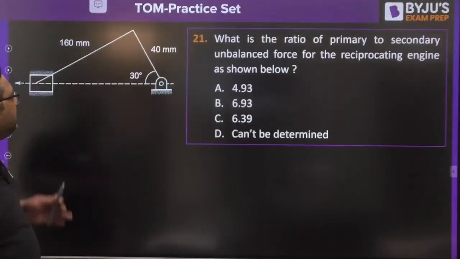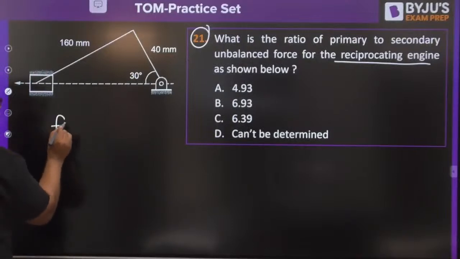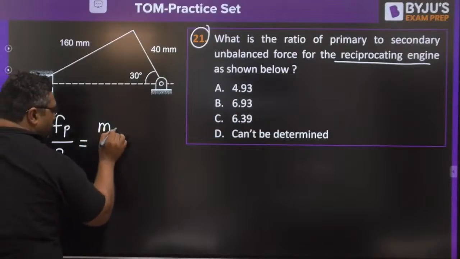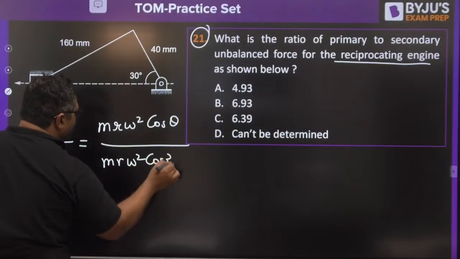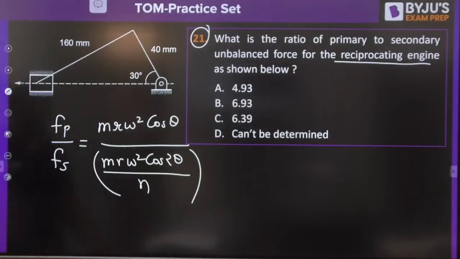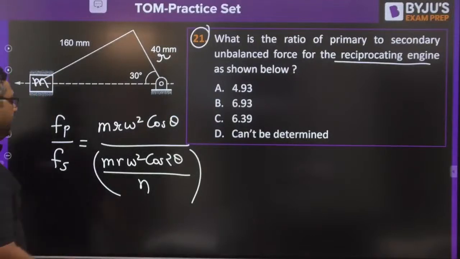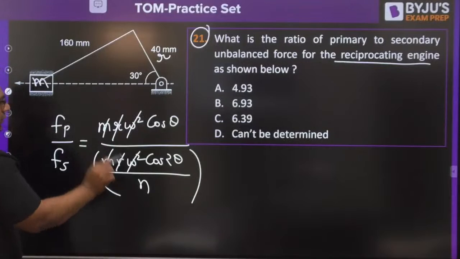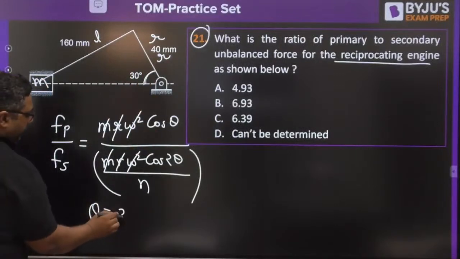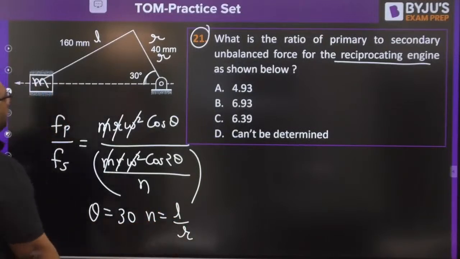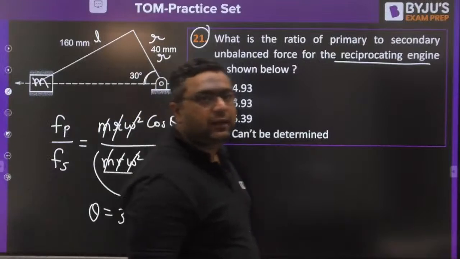Very good. Fine. So question number 21, guys. Now this is from reciprocating balancing. They are asking you the ratio of primary to secondary unbalanced force. Primary unbalanced force is m r omega square cos theta. Secondary unbalanced force is m r omega square cos 2 theta by n. Mass, R and omega are given. R omega square will get cancelled out, so what we need to put is theta and n. Theta is 30 degrees. N is L by R. L is 160, R is 40. Solve it and get the answer.